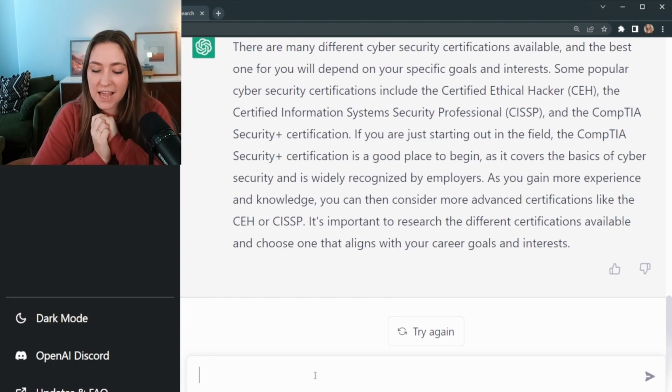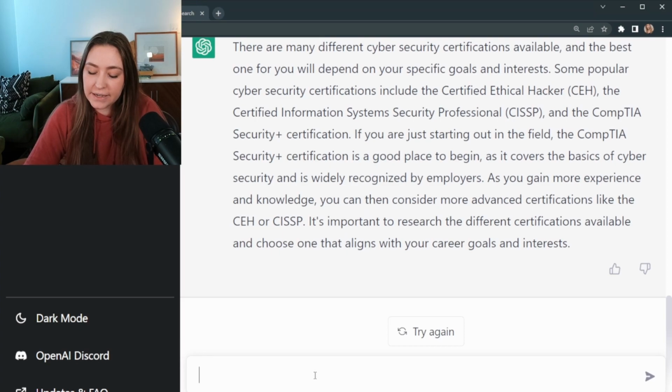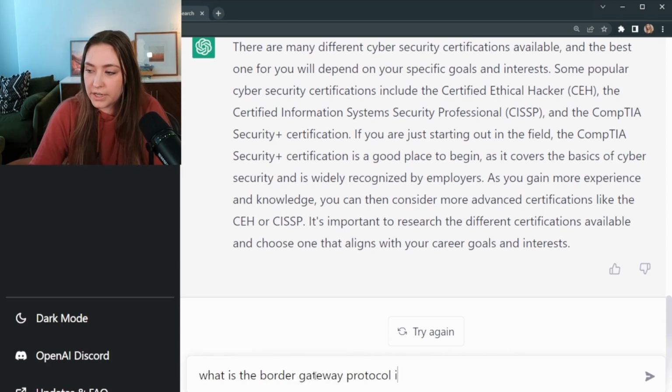All right, let's ask it some questions related more to hacking. So let's ask it, why is the Border Gateway Protocol insecure?